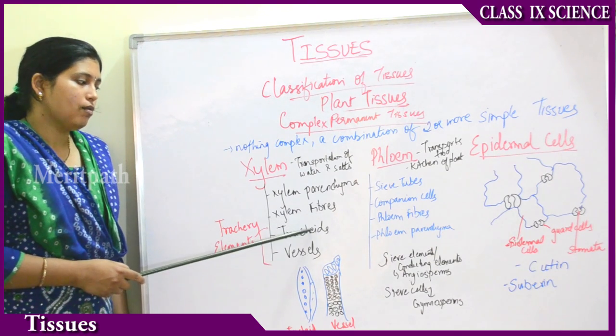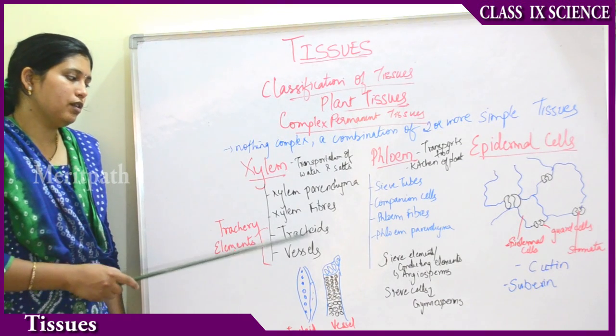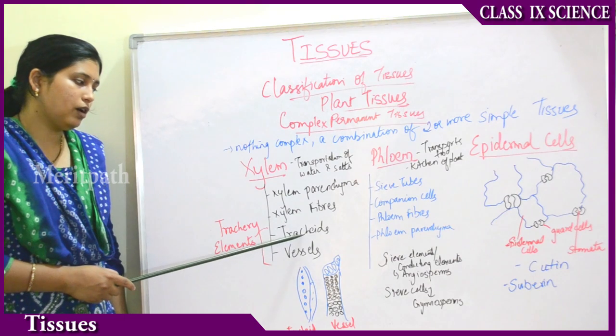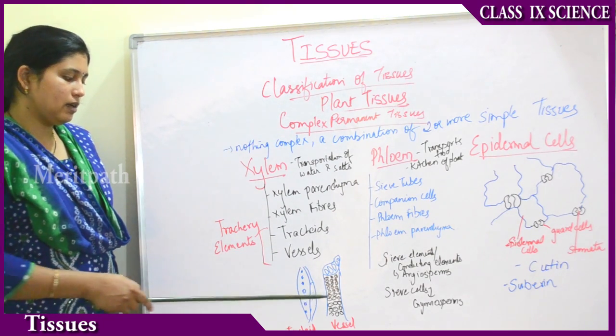Tracheids and vessels. What are the functions of tracheids and vessels? The transport of water and salts. Why do you think there should be two things when the function is similar? There can be one thing, no? So what is the difference between tracheids and vessels?